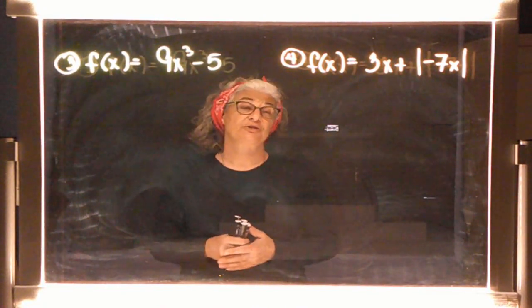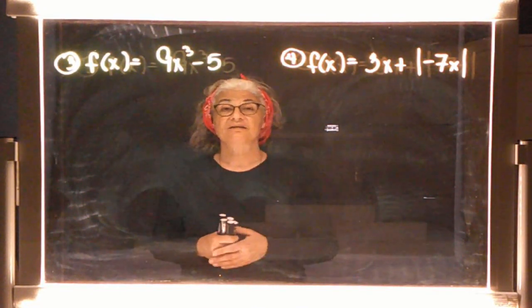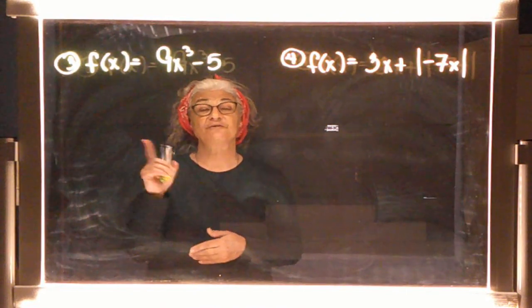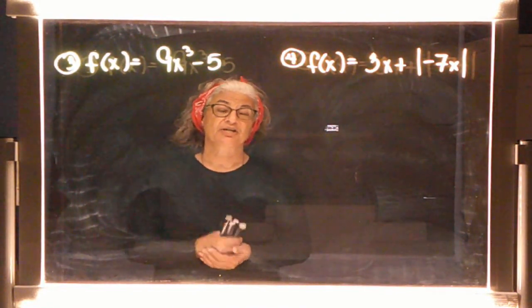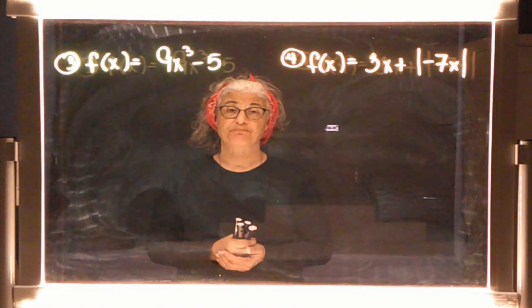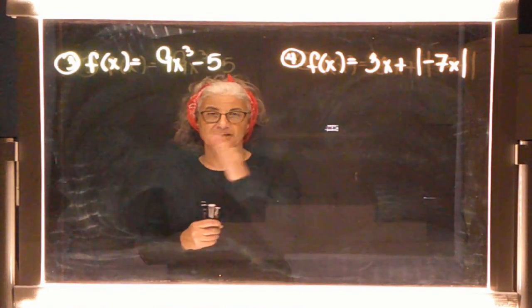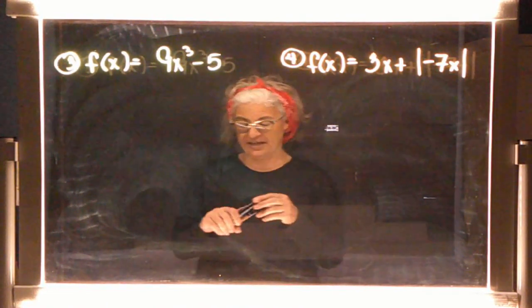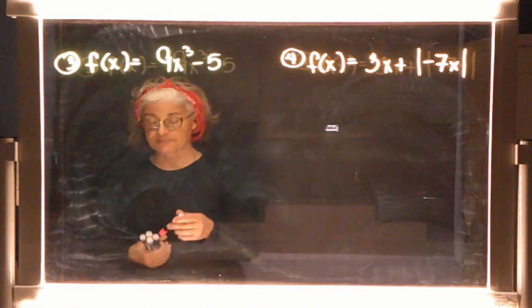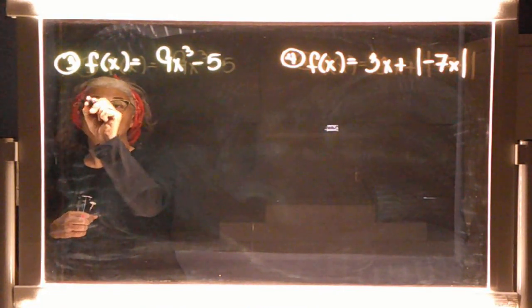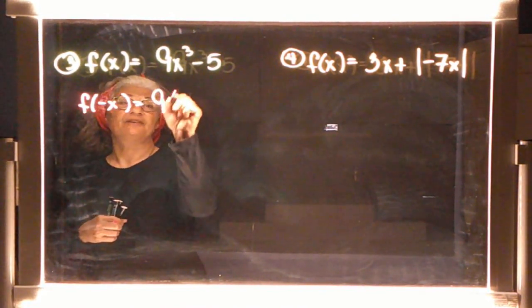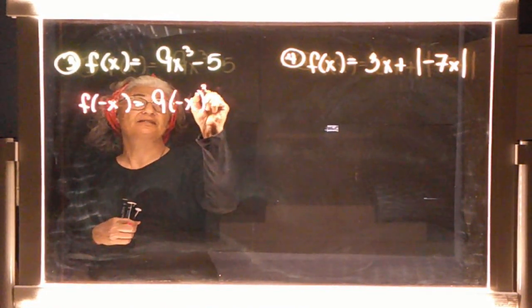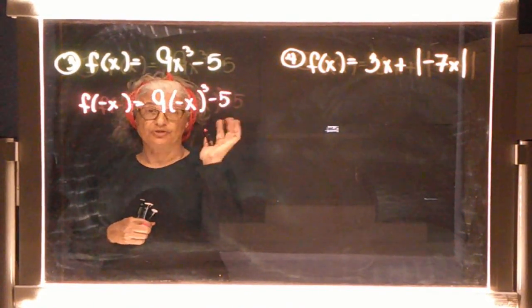Okay, so let's take a look at this third example. They're asking us if this is an even function or an odd function, or maybe it doesn't fall into either category. So how are we going to figure it out? Algebraically, we plug in a negative x for wherever we see x. Agreed? Okay, so we're going to take f of negative x. We're going to plug that negative x in place of x, which we just did.